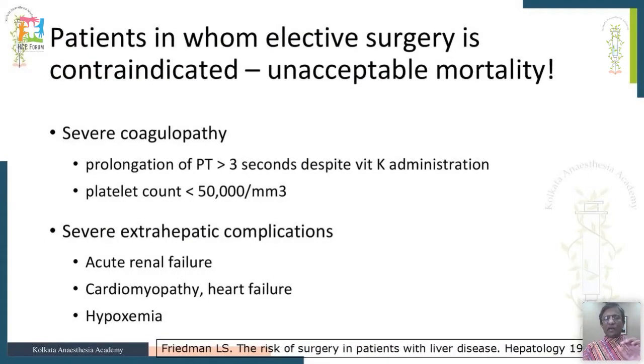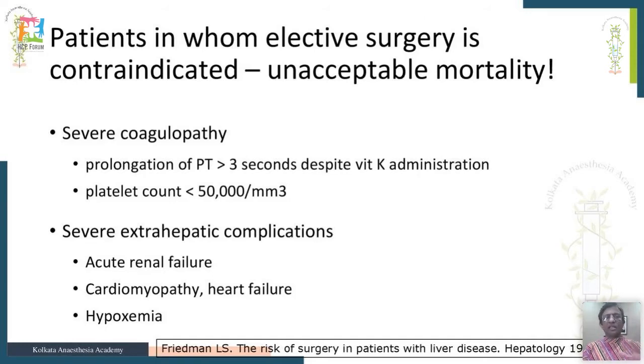Along with it, if you find there is severe coagulopathy in your evaluation, a prolongation of prothrombin time beyond 3 seconds despite vitamin K administration, a platelet count of less than 50,000, and added extrahepatic complications like acute renal failure, presence of a severe cardiomyopathy and heart failure, along with hypoxemia, this is where you say no. If these conditions are present, it is wiser to wait till they settle and then possibly think of an elective non-hepatic surgery.